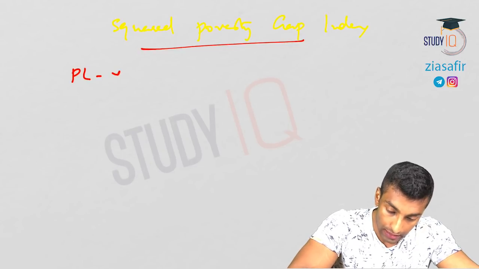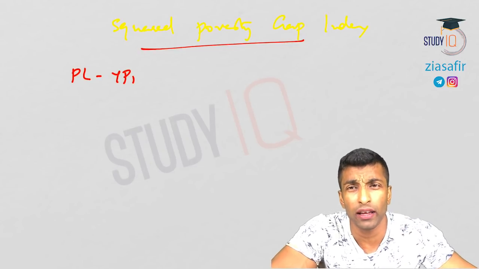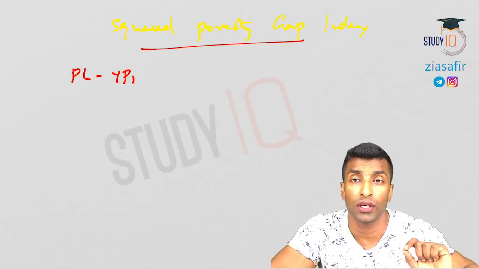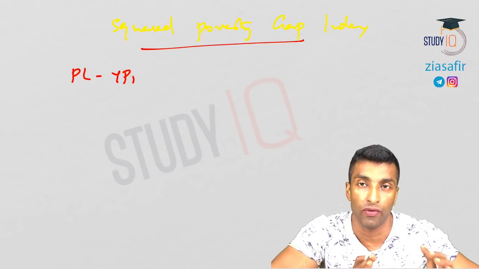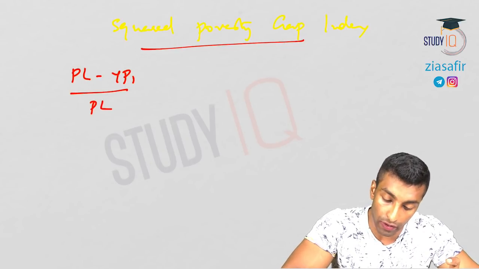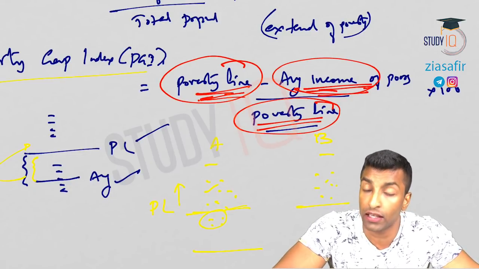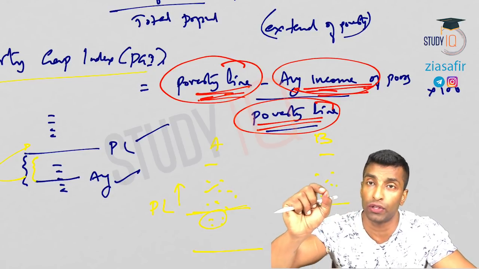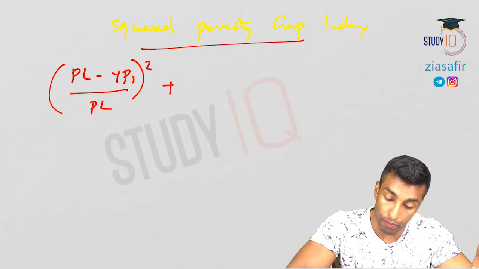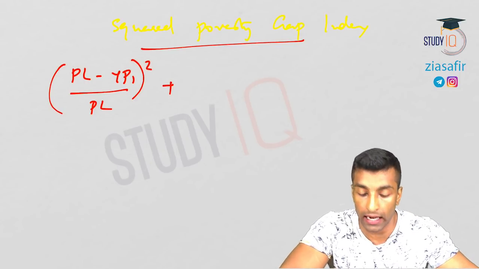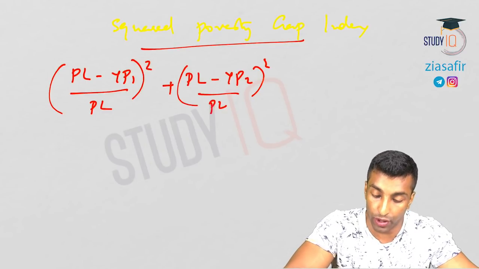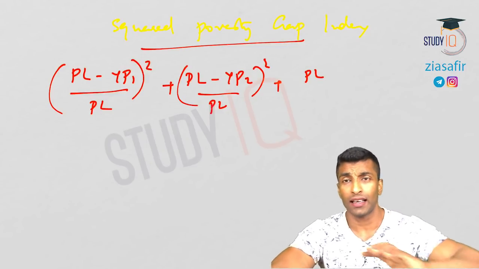So poverty line minus YP1. Y is income in economics, not I. I is used for investment. Why are we using Y? Because of yearly income. YP1 means income of poor 1 divided by poverty line. You can see here, instead of the average income of the poor, now we are calculating for individuals. So we take poor 1, divide by poverty line, and square this, plus you do the same with the second poor: poverty line minus YP2 divided by poverty line, squared, plus, and so on.